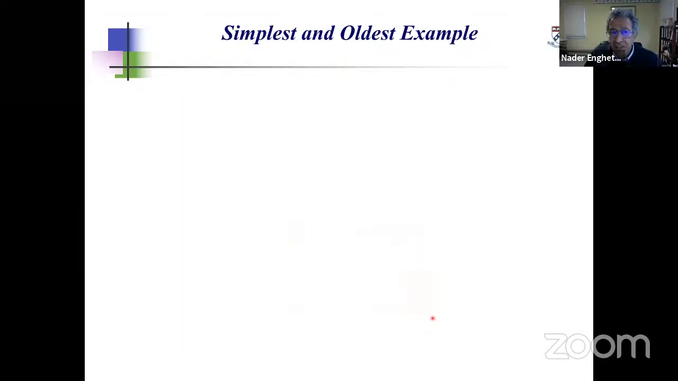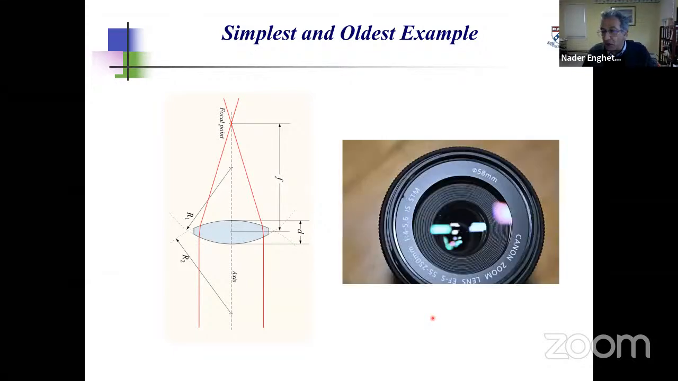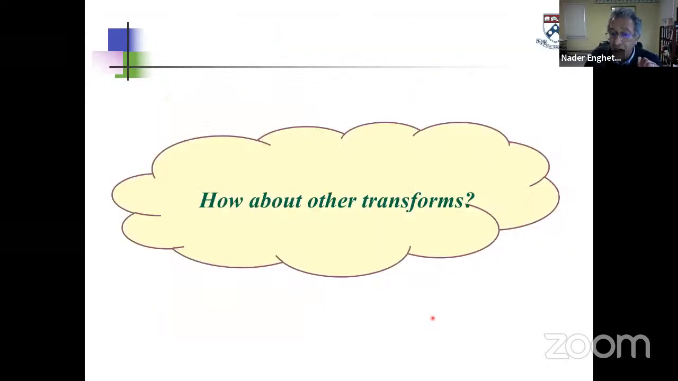Now, of course, the simplest and oldest example of a structure that can do mathematical operations for us is a convex lens. We are all familiar with the convex lens, and it will do Fourier transforming for us. In fact, that is the basis behind the whole imaging industry: with lenses, you can form images and so on. That, of course, is a very old example. But what we are asking is different. Fourier transform is a very well-known transform, and the convex lens can do the Fourier transform.